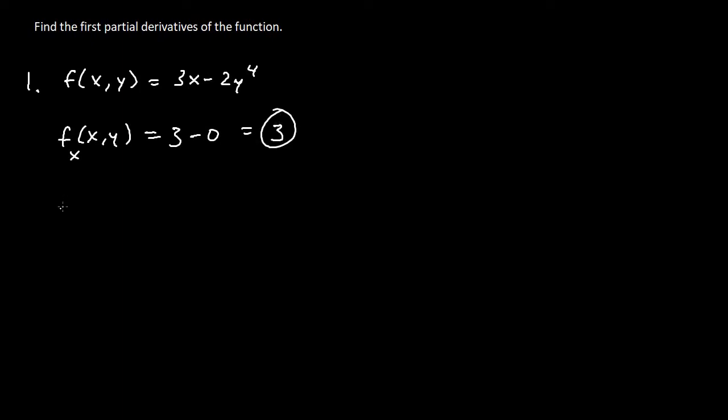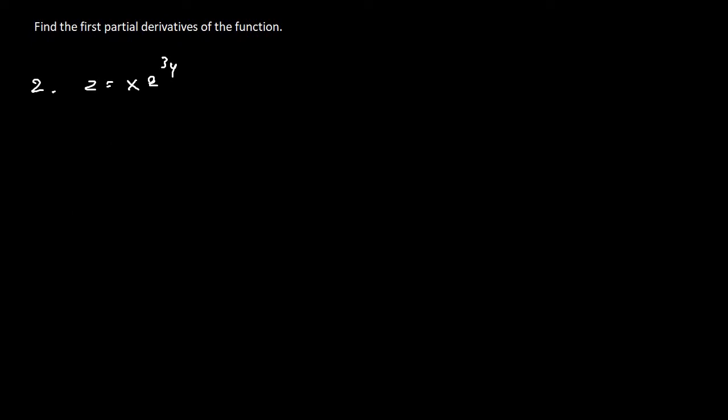So now let's find the partial derivative of f with respect to y. So f sub y. So now x is going to be the constant, and negative 2y to the fourth is going to be the actual variable that we derive. So the derivative of a constant is obviously 0. And then we have the derivative of negative 2y to the fourth. We just use the power rule, which is negative 8y cubed. So we get negative 8y cubed as the final answer.